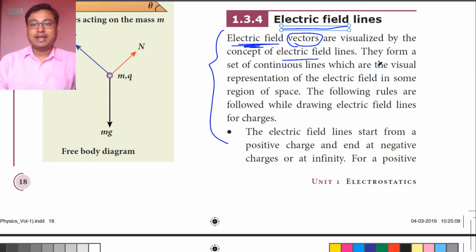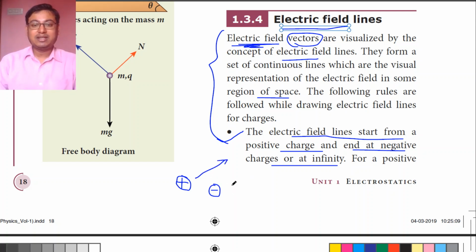While we visualize electric field lines, we have to consider the following rules. Rule number 1: the electric field lines start from a positive charge and end at a negative charge or at infinity. So if we have a charged particle, whether positive or negative, in that situation electric field lines will go away from the charged particle up to infinity or come from infinity towards the charged particle. In which situation it goes away and in which situation it comes towards the particle, we will see here. Coming to next page.